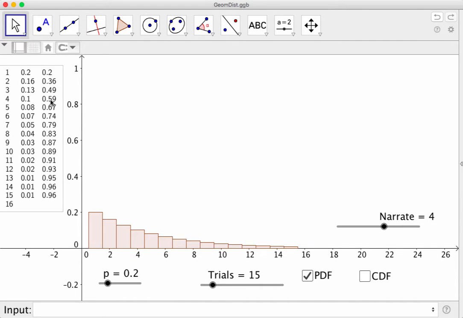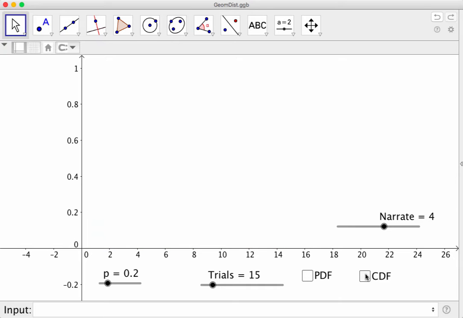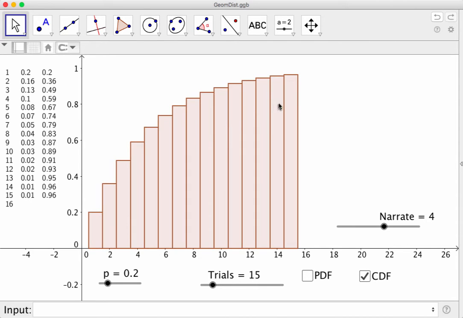Over here in the second column, we have a cumulative distribution function. The probability of getting it by the second box would be the sum of 0.2 and 0.16, so 0.36. The probability of getting it by the fourth box would be 0.59. And you can see by the 15th box, the probability of getting our prize is up to 0.96. We can show that histogram looking like this, and you can see that the values get close to 1.